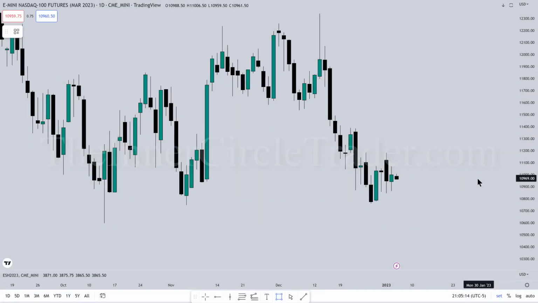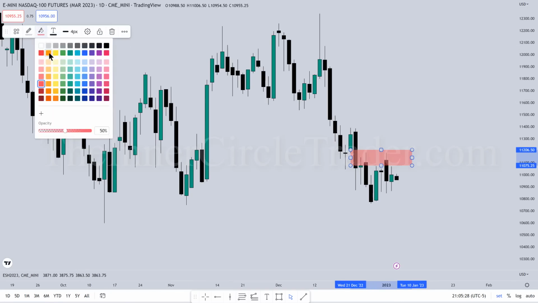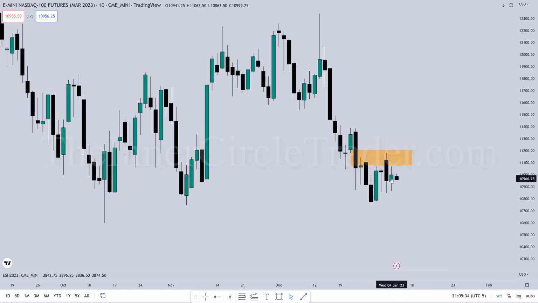We're going to be looking at the Nasdaq 100 futures March delivery contract for 2023. This is our daily chart. Let's go right into the volume imbalance right in here. This is a level I had in mind for Wednesday's trading. I was expecting it to trade up into that.